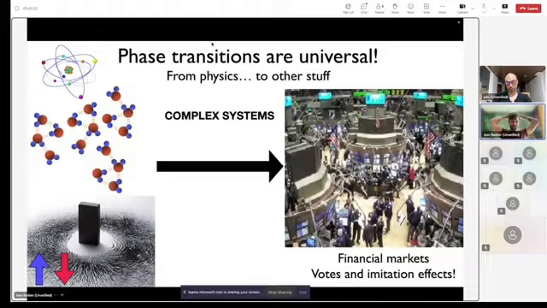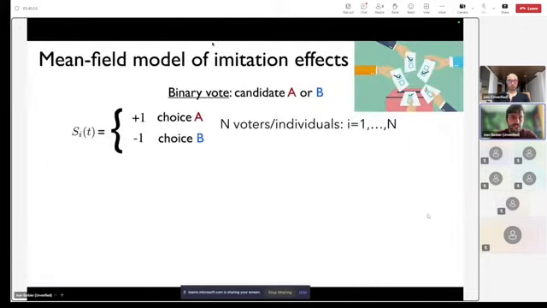Okay, so let's finish this series of lectures with examples of why phase transitions are so useful to study. This is really a course for people. The goal is really to give you an overview of where the kind of methods we studied can be used. So let's consider a very simple model of imitation effects.